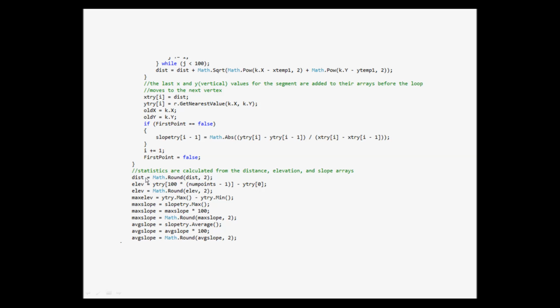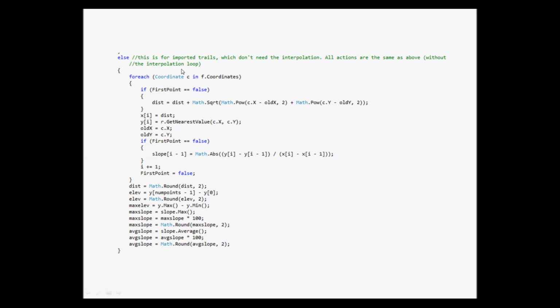Once those are created, it does some distance calculations for our output display. So it finds the actual distance, it rounds that off. It finds the elevation difference between the first and the last point, and it rounds that. It finds the maximum elevation distance, which we use in our rating system. So the highest elevation minus the lowest elevation. Finds the maximum slope, converts it to percent, and finds the average slope, and converts that to percent as well. So that's for user-defined trails.